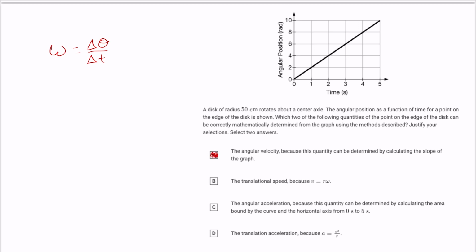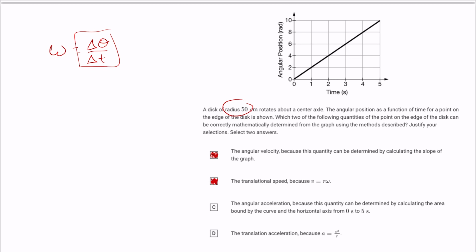Let's look at B. The translational speed, because linear velocity is equal to the radius times the angular velocity. Well, that is how you find translational speed, and we do have the radius, it's given here, and we do know the angular velocity if we use the slope of the graph. So I would say, yeah, we can actually find the translational speed here, or the linear velocity.